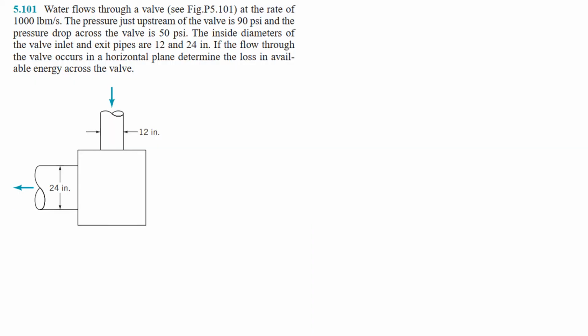So let's look at this problem. Water flows through a valve in the figure shown at the rate of 1000 pound mass per second. So this is the mass flow rate, m dot, equal to 1000 pound mass per second.